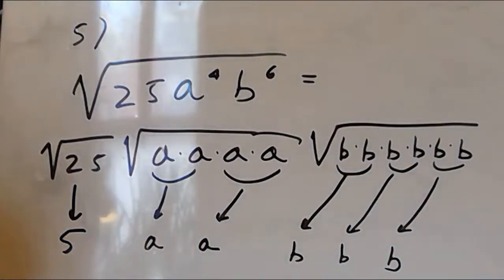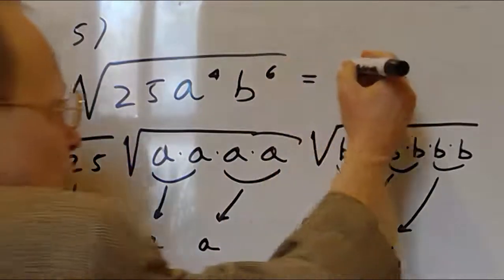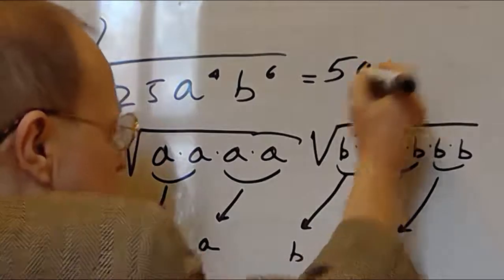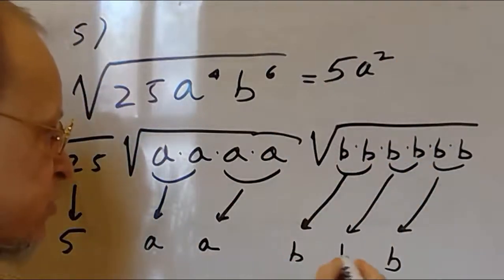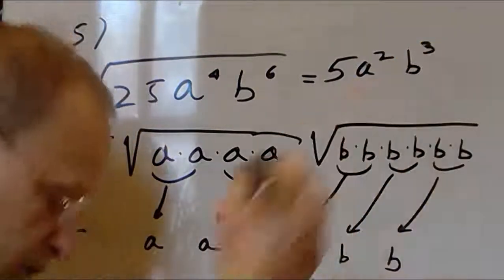So that means that our final answer will be equal to 5a, and since there's 2 a's, I'm going to put a squared, and 1, 2, 3, since there's 3 b's, I'm going to put b cubed.